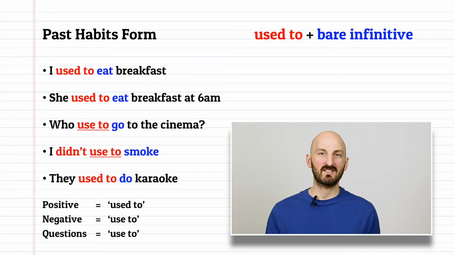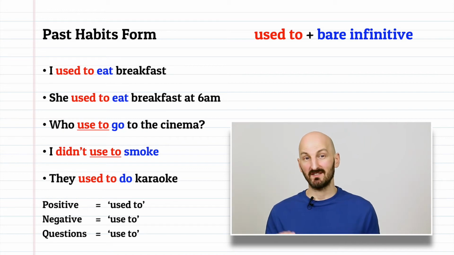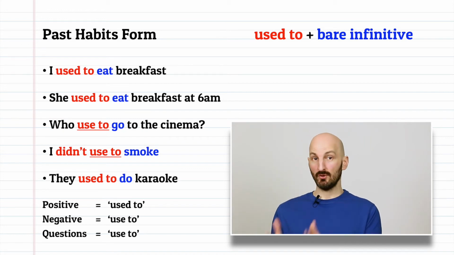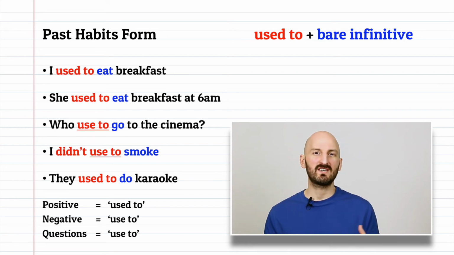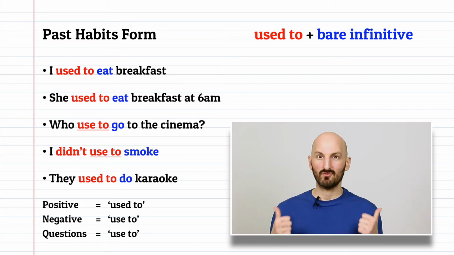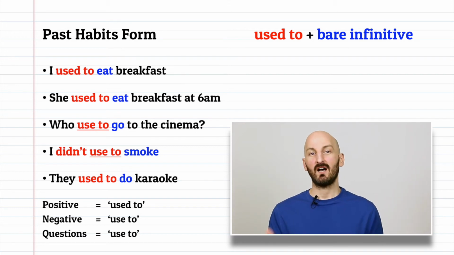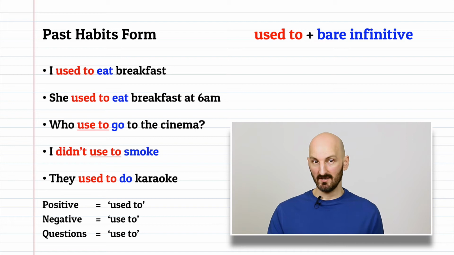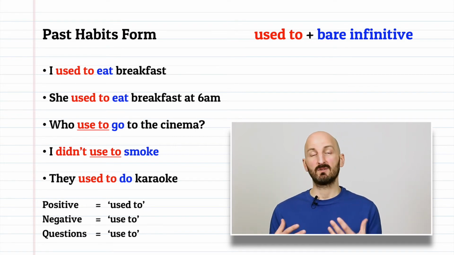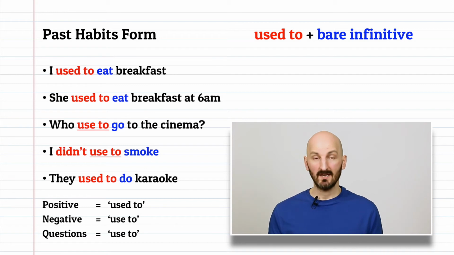When talking about past habits and repeated past actions and states, we can use used to plus the bare infinitive. The good news is the form stays the same for every subject. Great. In the sentence, I used to eat breakfast, I is the subject, used to shows the past habit, eat is the bare infinitive form of to eat, and breakfast is the object.